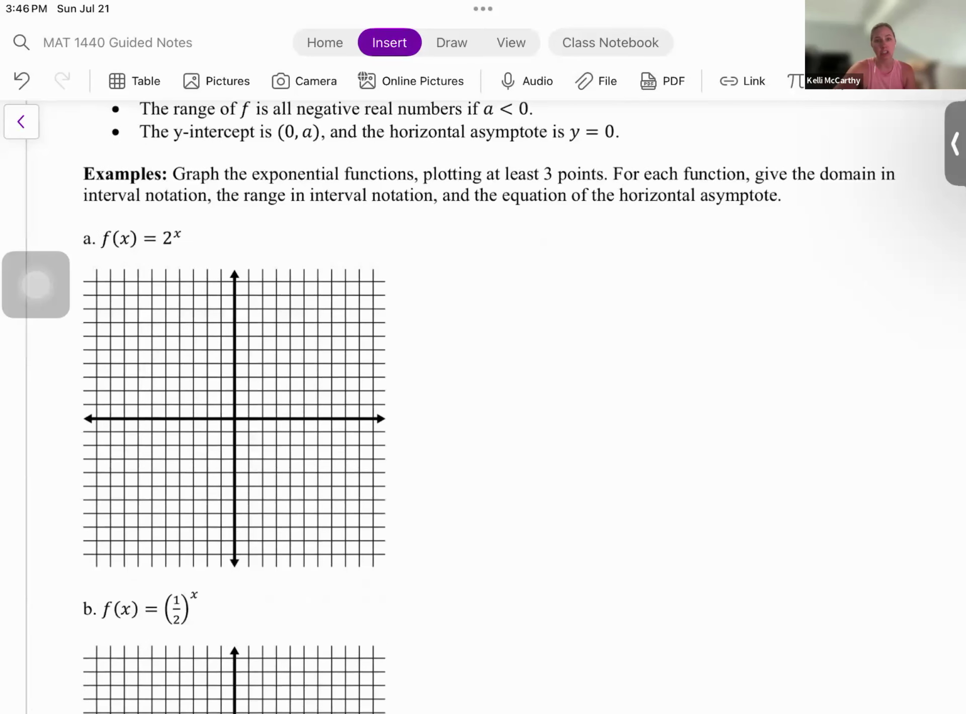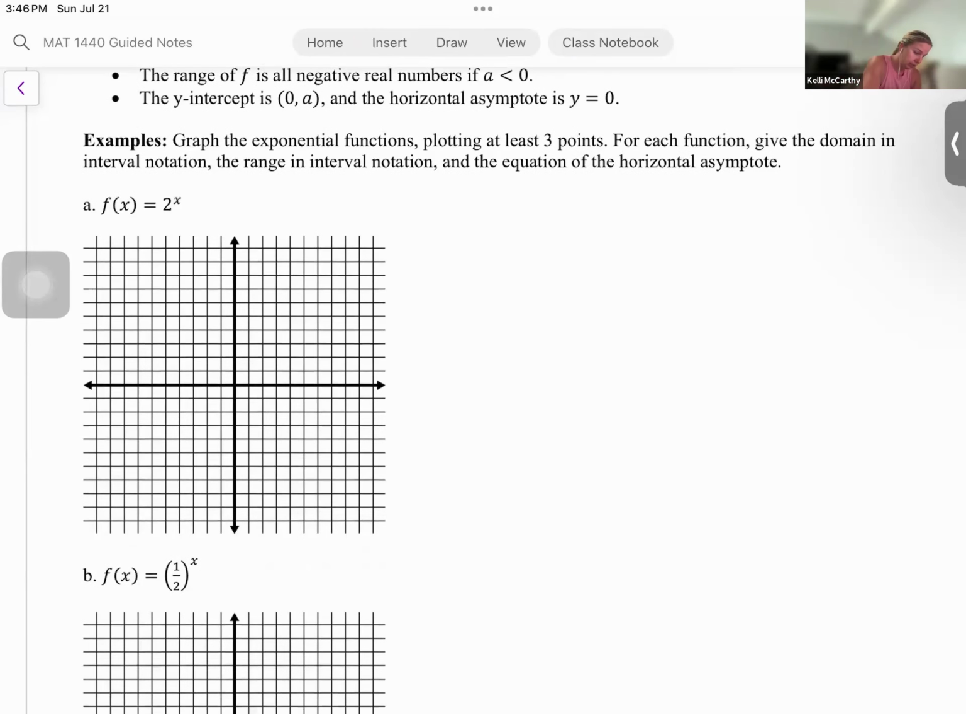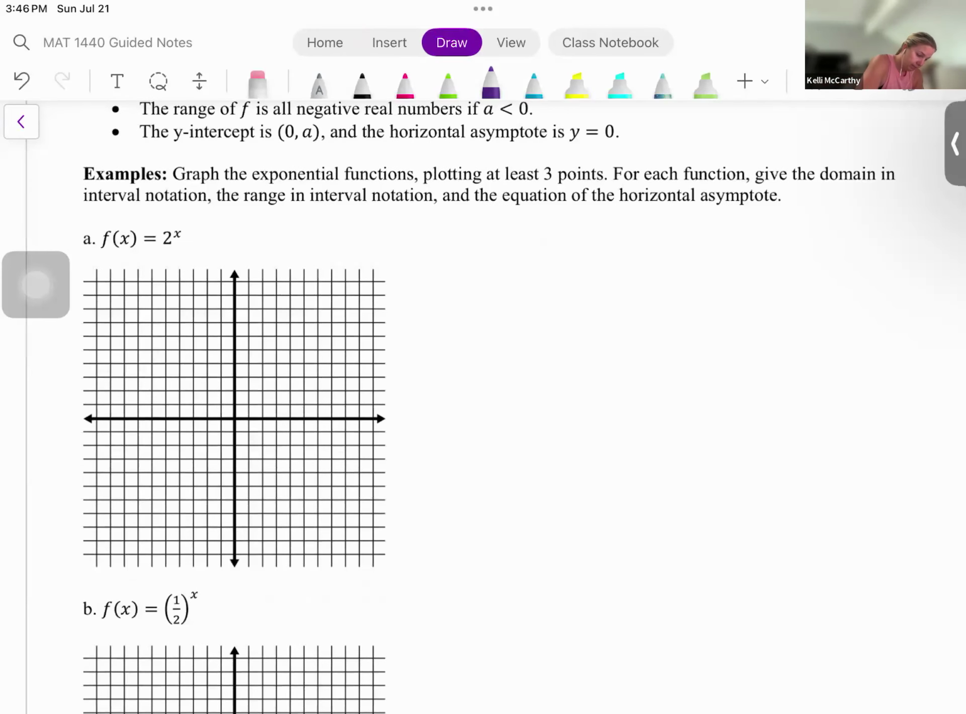Graph the exponential functions, plotting at least 3 points. For each function, give the domain in interval notation, the range in interval notation, and the equation of the horizontal asymptote. So we've got f(x) = 2 to the x. We're going to make a table of values to create some points. We're going to plot x = -1, 0, and 1. These are pretty standard landmark points for our exponential functions.